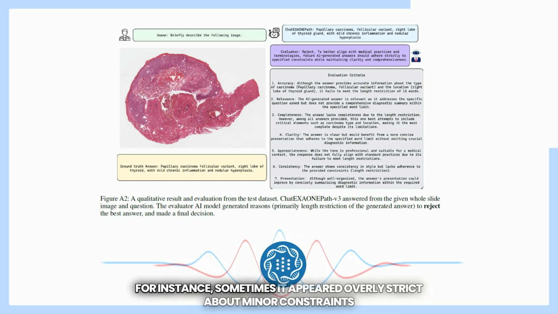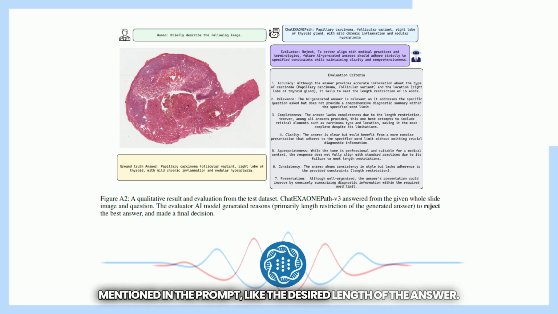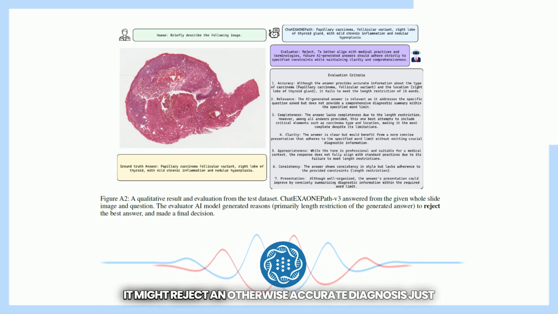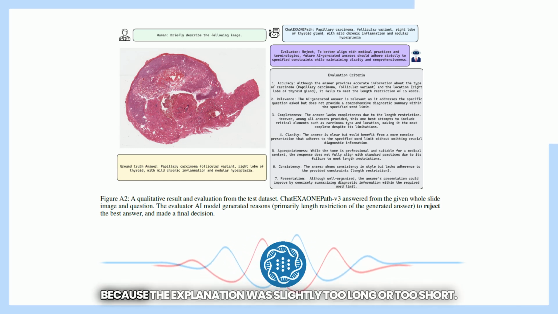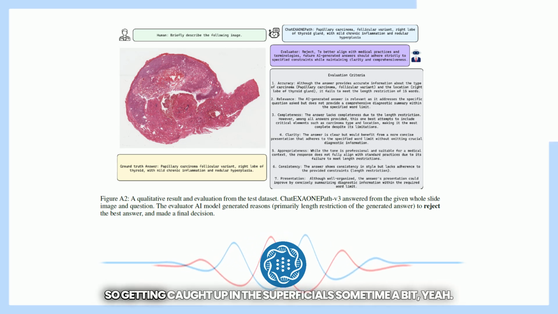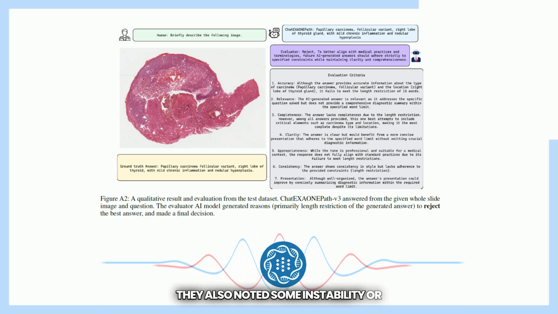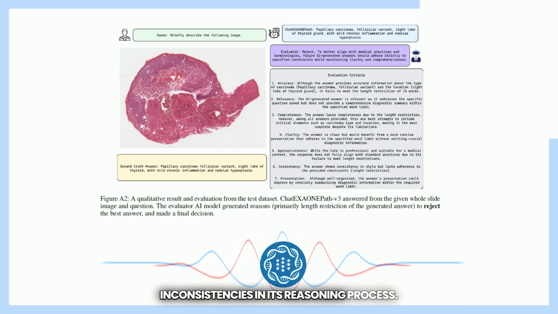For instance, sometimes it appeared overly strict about minor constraints mentioned in the prompt, like the desired length of the answer. It might reject an otherwise accurate diagnosis just because the explanation was slightly too long or too short. Huh. So getting caught up in the superficials sometimes? A bit, yeah. They also noted some instability or inconsistencies in its reasoning process.